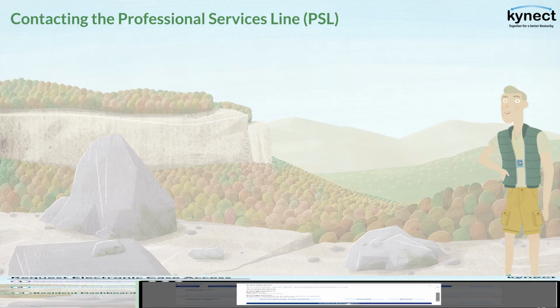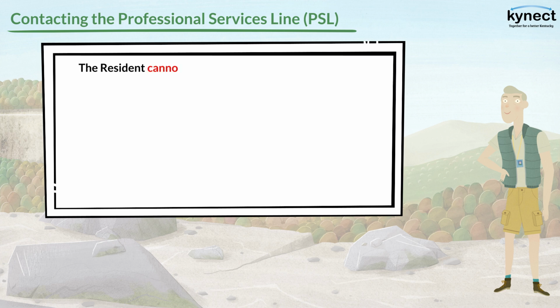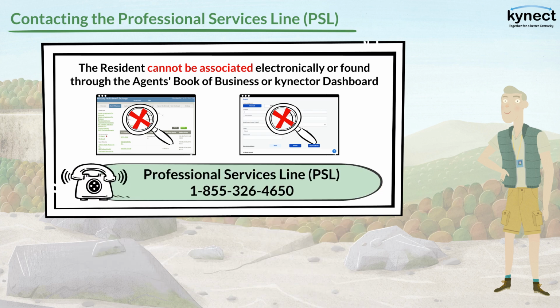Finally, let's wrap up by exploring how agents and connectors may request case association by contacting the Professional Services Line, or PSL. If the resident cannot be associated electronically or found through the agent's book of business or connector dashboard, agents and connectors may contact the Professional Services Line at 1-855-326-4650 for assistance.